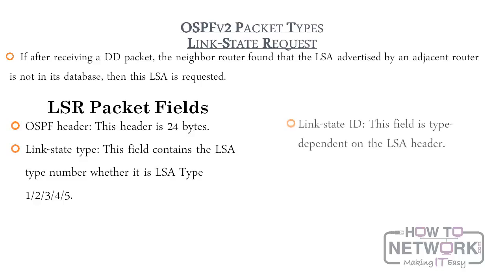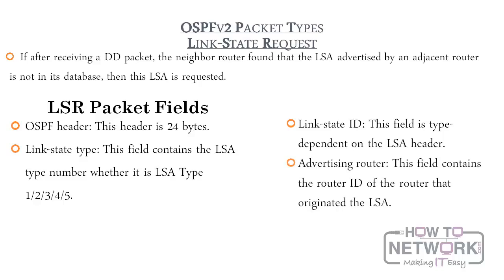Then we have link state ID. This field is type dependent on the LSA header. And we have advertising router. This field contains the router ID of the router that originated the LSA.